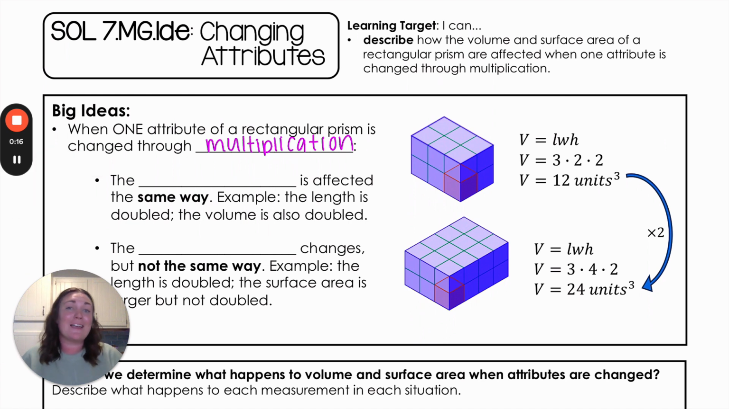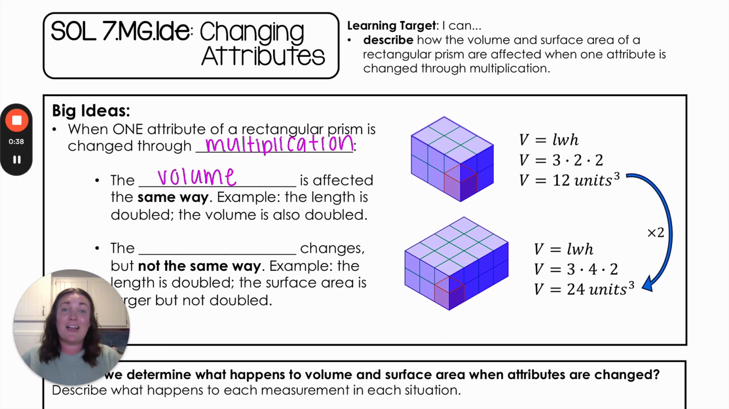So we can be multiplying them by numbers like 2, 3, or 4, or we can multiply them by fractions like 1/2, 1/3, 1/4. So the volume is going to change the exact same way as whatever side you are changing. So if I multiply the length times 2, the volume is going to be multiplied by 2. If I take the width and multiply by 1/2, the volume is going to also be multiplied by 1/2. So that volume changes the exact same way.